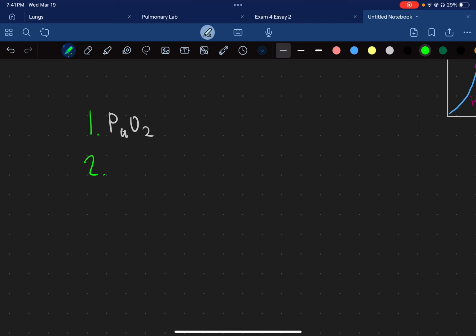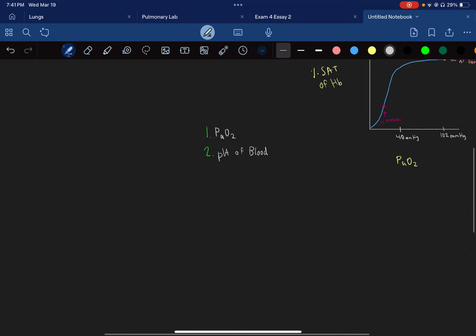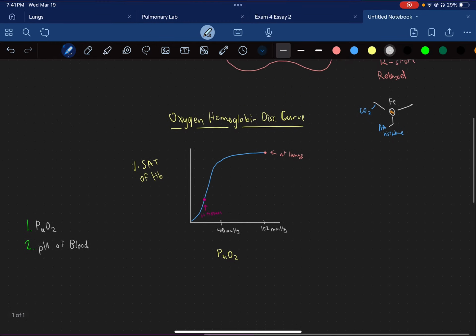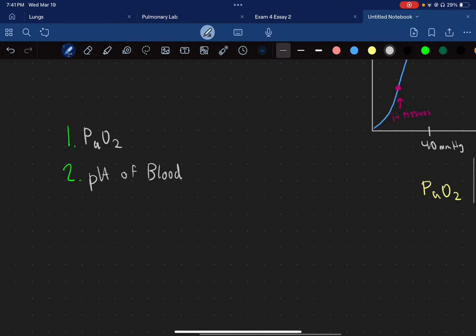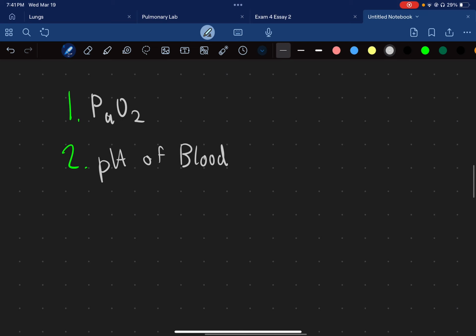The second factor is going to be the pH of the blood. H plus ions actually can bind to hemoglobin and cause it to move towards the T state, causing heme to have less affinity for oxygen. So more acidic blood, or lower pH, means lower oxygen affinity.